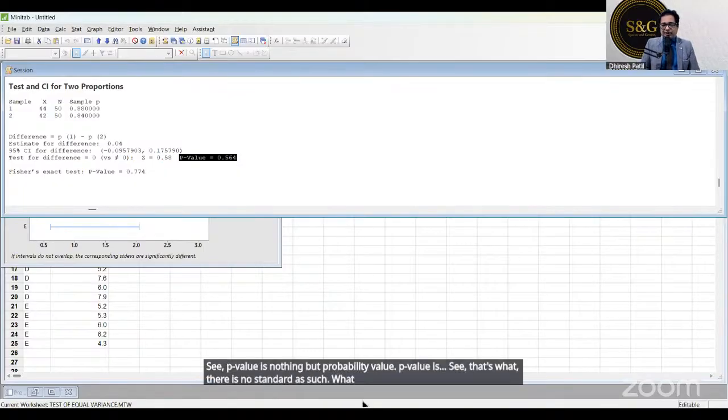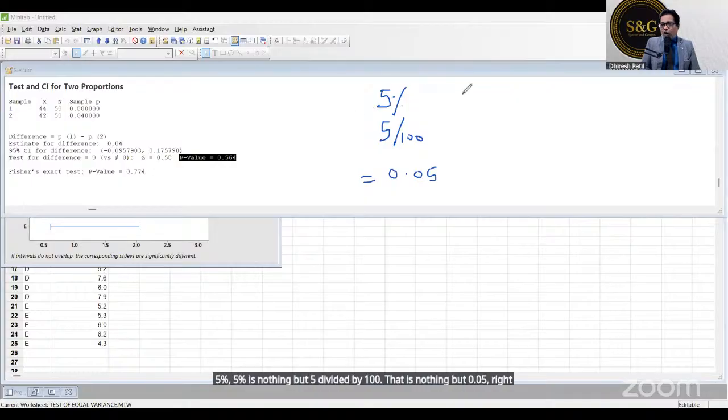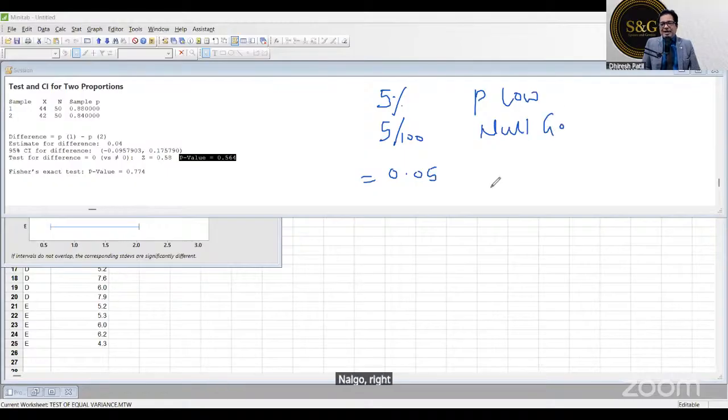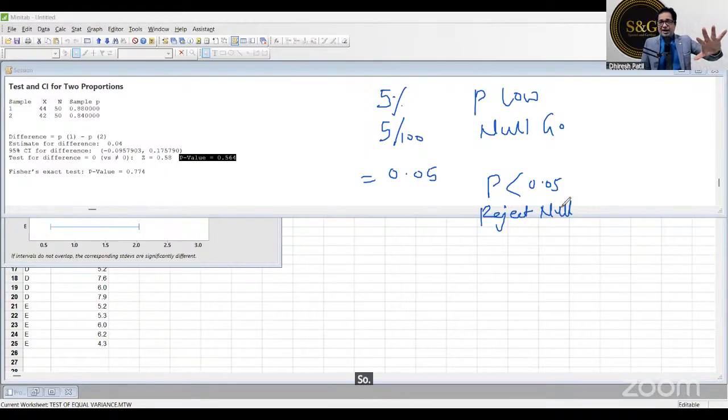What we check the p-value against normally is 5%. 5% is nothing but 5 divided by 100, that is nothing but 0.05, right? That's why always remember the rhyming: P low, null go. Which means if the p-value is lower than 0.05, reject null hypothesis. So remember this rhyming. This is common, this is standard.